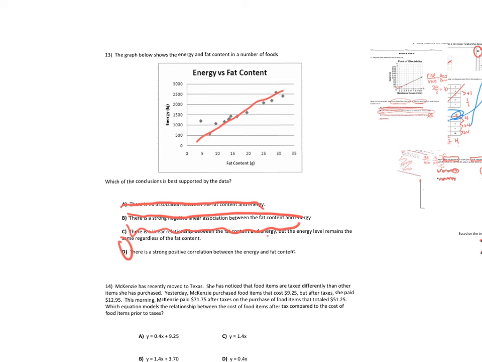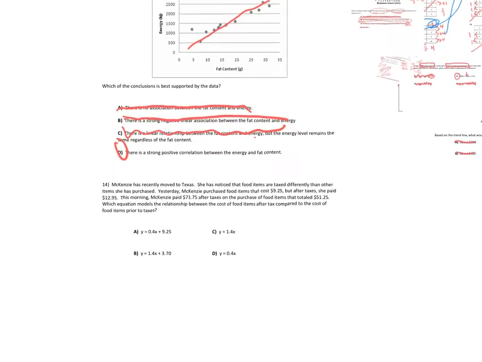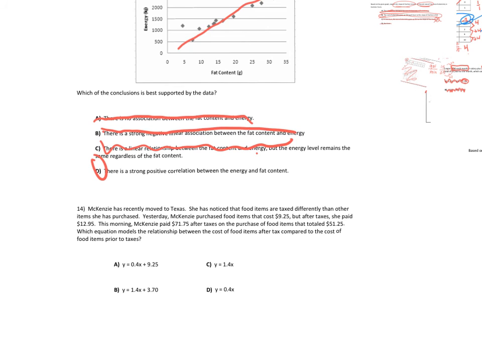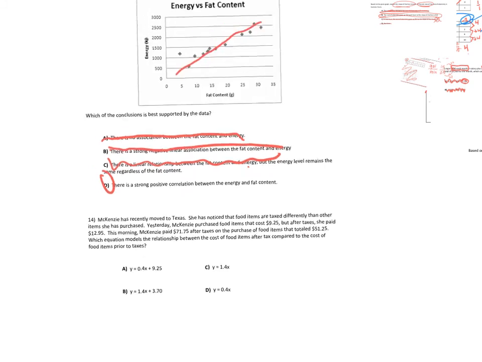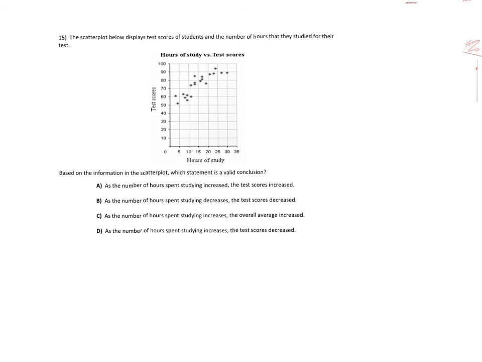Okay, and then number 14, we are skipping. And then number 15 is our last question, and it's talking about correlation. The scatter plot below displays test scores of students and the number of hours that they studied for their test. Based on the information on the scatter plot, which statement is a valid conclusion? Okay, it looks like it's going up. As the number of hours spent studying increases, the test scores increase. That looks right to me.